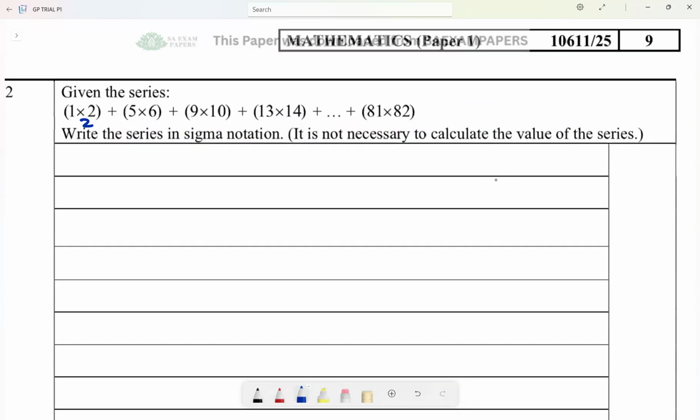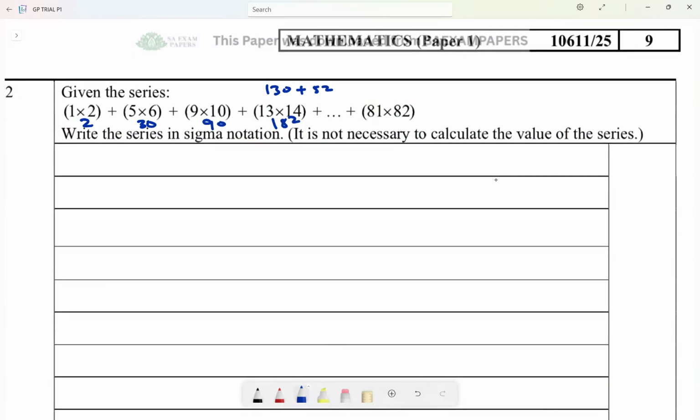1 times 2, it is 2. 5 times this, it is 30. 9 times this is 90. 13 times 14, it's 182. Does it form a pattern?